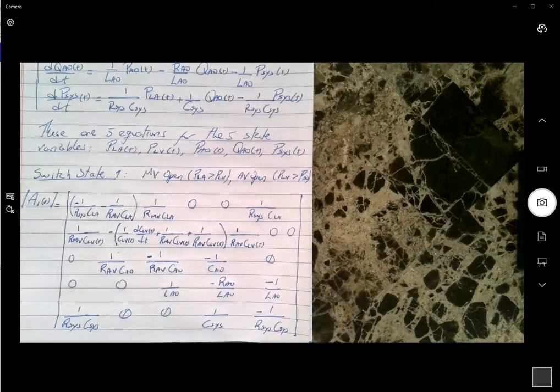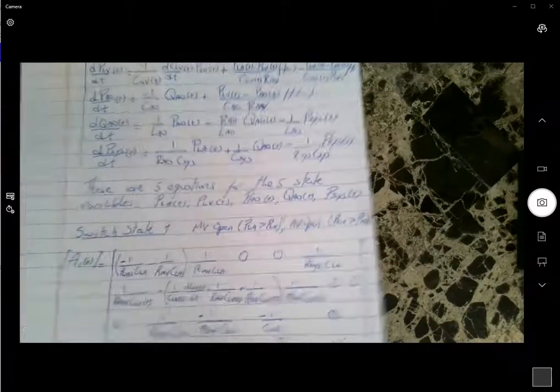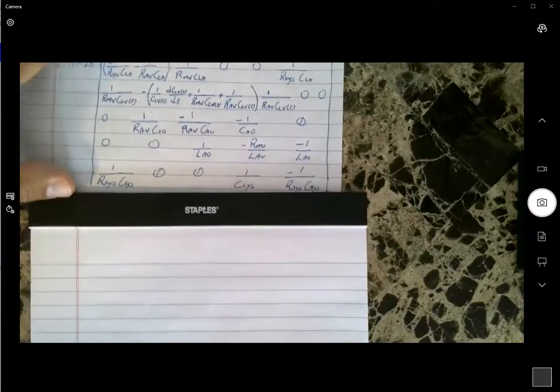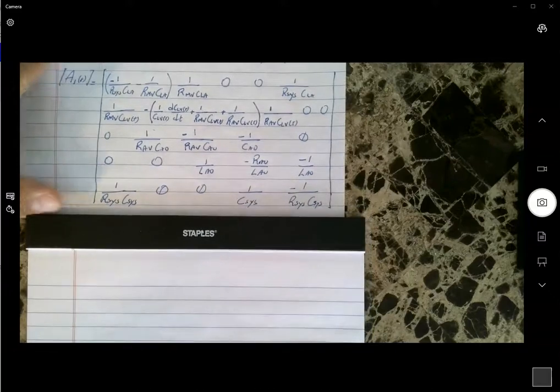So this is just state coefficient matrix number 1 of 4 possible switch states. When the two valves are open, the two step functions are equal to 1. And this is what the coefficient matrix ends up being. All right, so let's look at coefficient matrix number 2. And I'm going to try to leave this here so you can continue to write your notes.